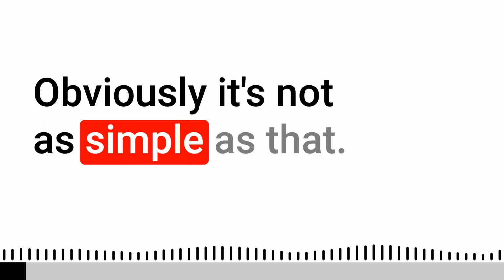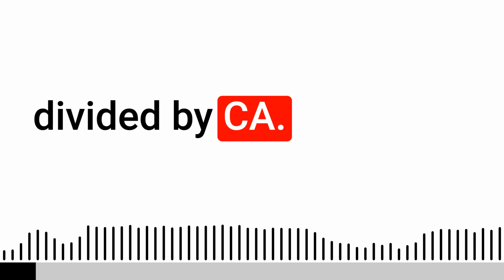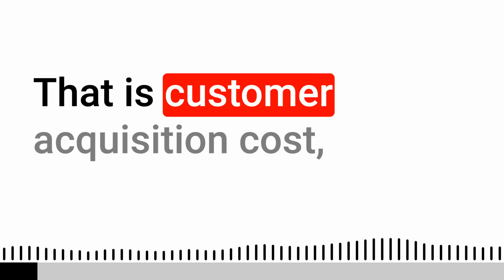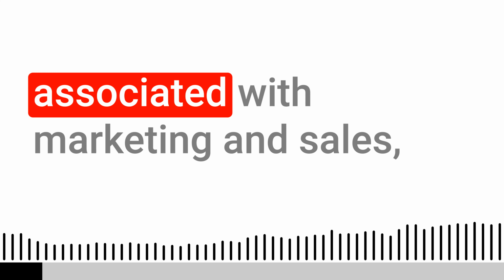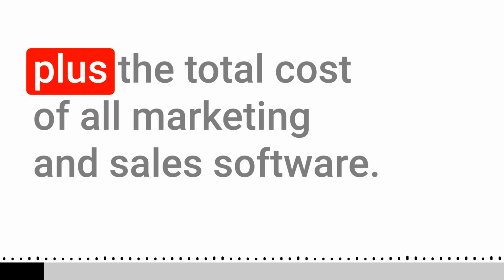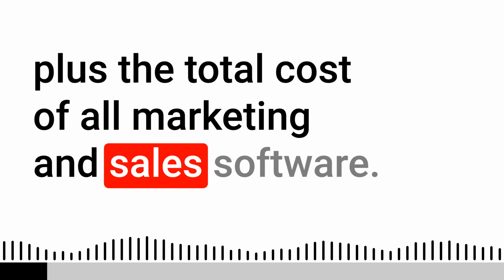Obviously, it's not as simple as that. So there is a more complex formula, which is CAC, or customer acquisition cost, equals MCC plus W plus S plus PS plus O divided by CA. That is customer acquisition cost equals total marketing campaign cost plus any wages associated with marketing and sales, plus the total cost of all marketing and sales software.